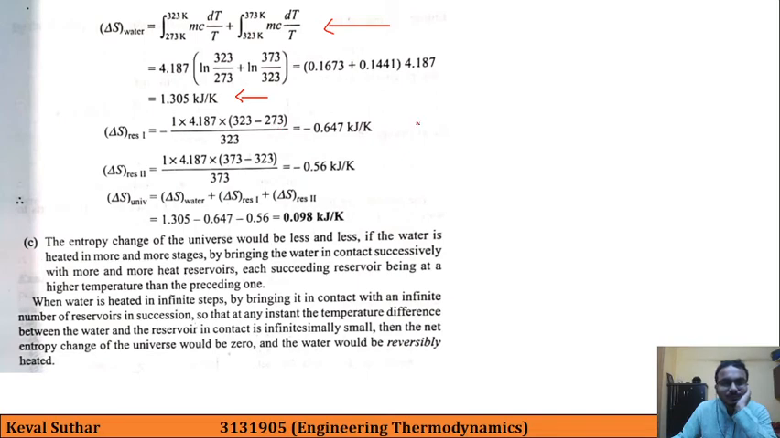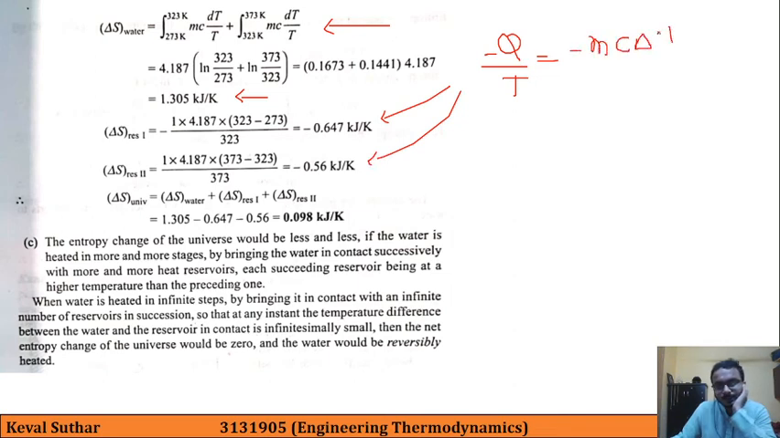And here, if you recall, we had the minus Q upon T formula. So the same formula is used here as well as here: minus m c delta T upon T. So we need to add this plus the reservoir. So finally we are getting this.